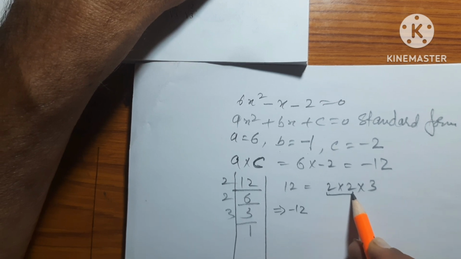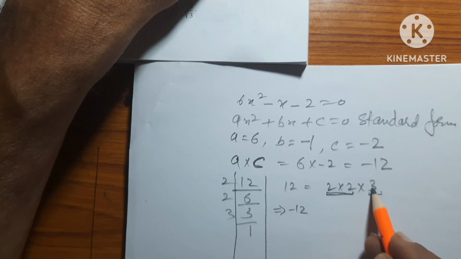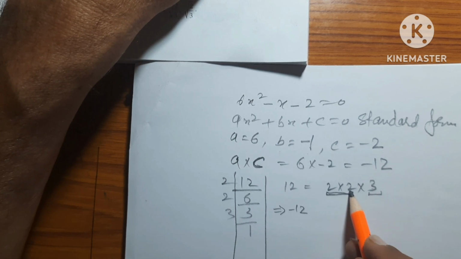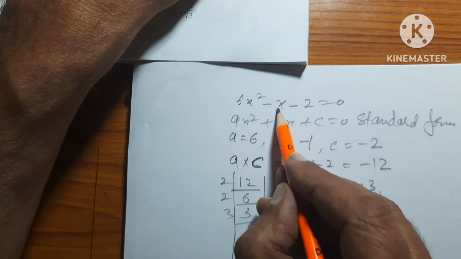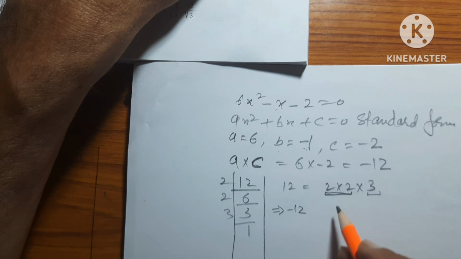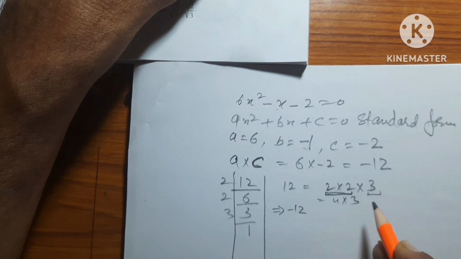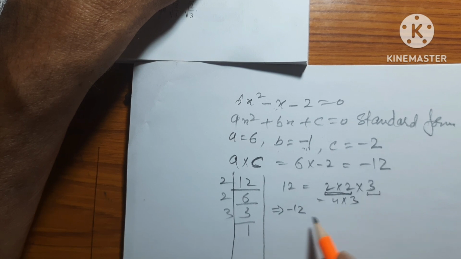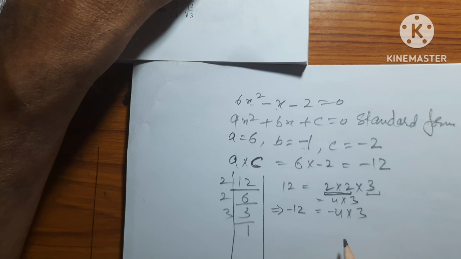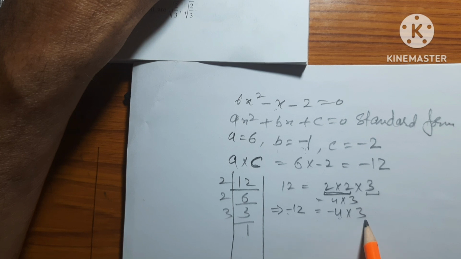So this is one group, this is another group. 4 into 3. Why have I taken 4? Because I want minus 1 over here, b is minus 1. 4 into 3 is equal to 12. Minus 12 will be minus 4 into 3. I require minus 12, so I am putting minus with the 4 and 3.